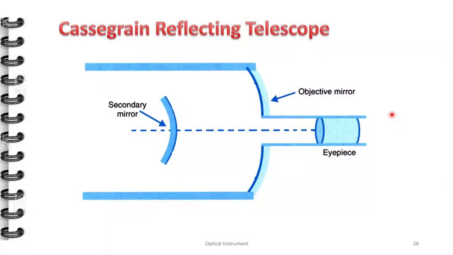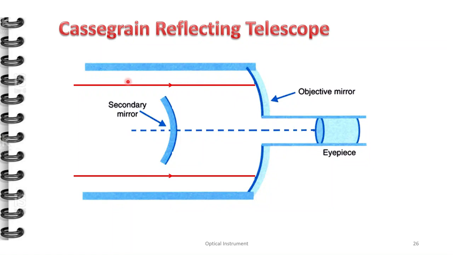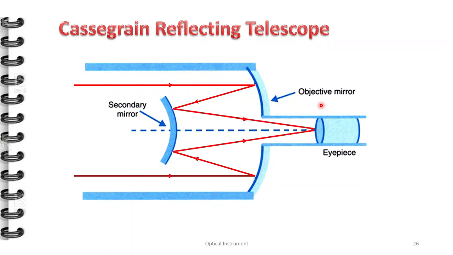Now, let's understand the working of the Cassegrain reflecting telescope. The Cassegrain reflecting telescope consists of two mirrors. One is the objective mirror, which is concave, and the other, the secondary mirror, is a convex mirror, and it has an eyepiece, which is a convex lens. Incident rays from distant objects are parallel and enter the Cassegrain reflecting telescope parallelly. When they strike the objective mirror, they undergo reflection. The reflected rays again undergo reflection from the secondary mirror, which focuses the light onto the eyepiece. Hence, the final image is obtained at the eyepiece.